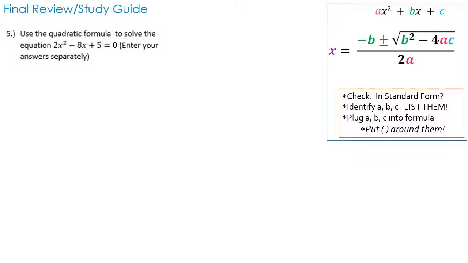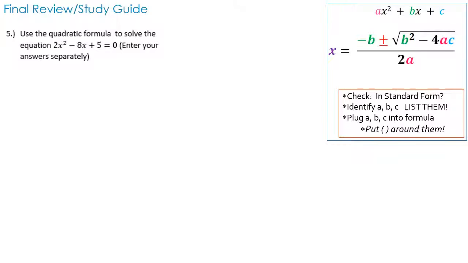For number 5, we want to use the quadratic formula to solve the equation 2x squared minus 8x plus 5 is equal to 0. And you're going to want to enter your answers separately. Because remember, when you use a quadratic formula, we're going to have a plus or minus within the quadratic formula. So we have 2 solutions.